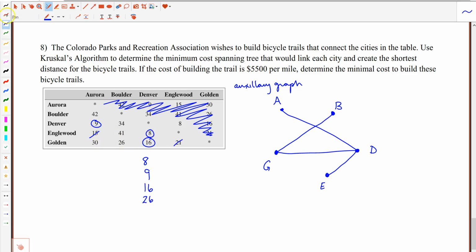Now keep in mind on this particular graph there are 5 vertices, so your tree will have 4 edges. And then notice over here I do have 4 weights recorded. All right, so those are going to be my 4 edges. Ultimately then, adding these numbers up, we get that the trail will span 59 miles.